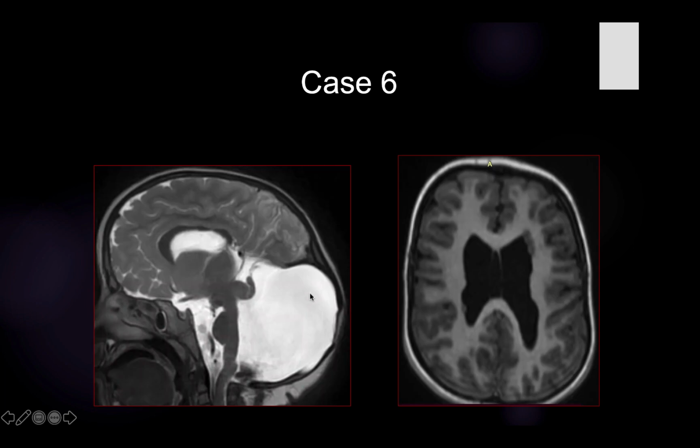In this case we can clearly see that there is a widening of the posterior fossa. There is a large cystic lesion occupying the posterior fossa, and there is an elevation of and hypoplasia of the cerebellar vermis seen in this sagittal image, and this is clearly diagnostic of the Dandy Walker malformation by the widening of the posterior fossa, large cyst, and there is a hypoplasia and elevation of the cerebellar vermis.